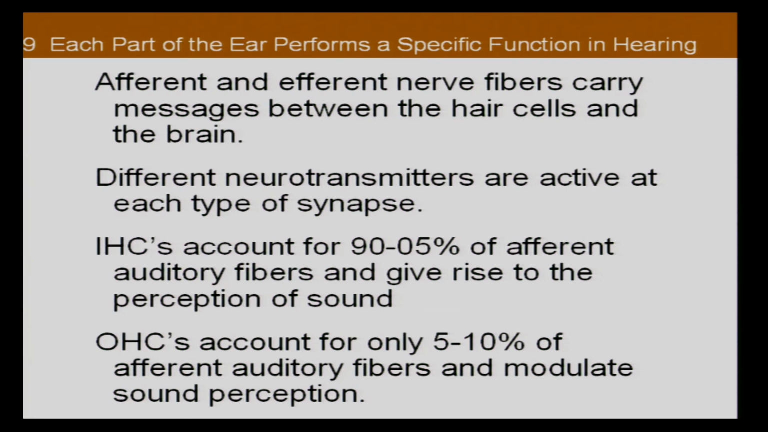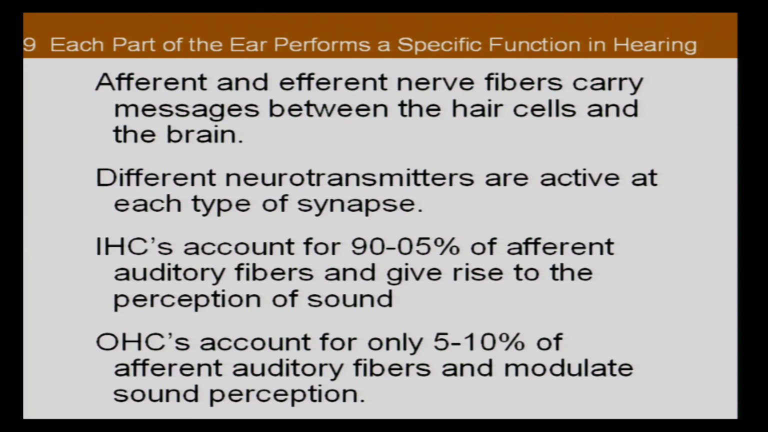A critical part of these inner and outer hair cells are the afferent and efferent nerve fibers that carry messages between the hair cells and the brain. Different neurotransmitters are active, and I'm going to tell you exactly what I want you to know about this afferent and efferent information. The critical part is written down here. Of these two hair cells, if you were to have to lose one of them, no question, you want to lose your outer hair cells.